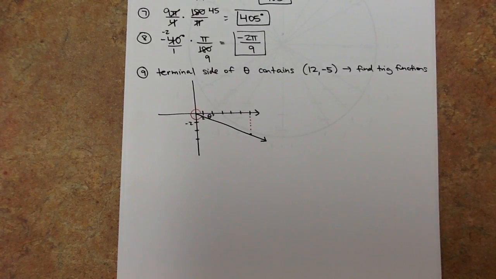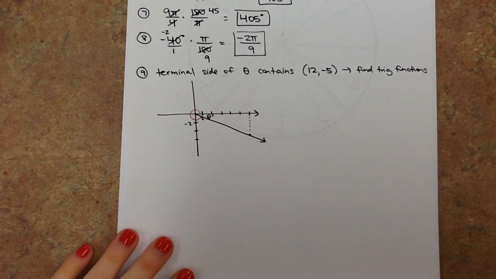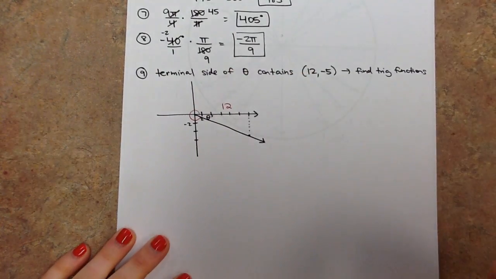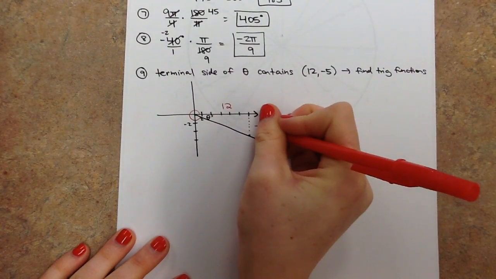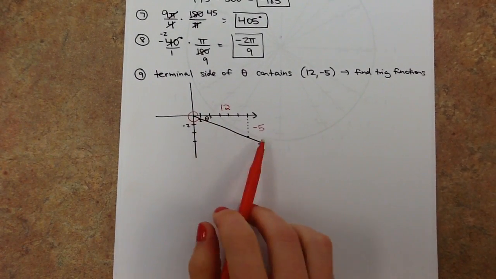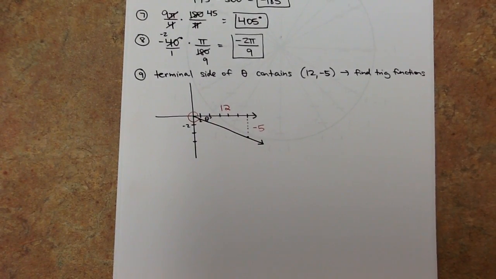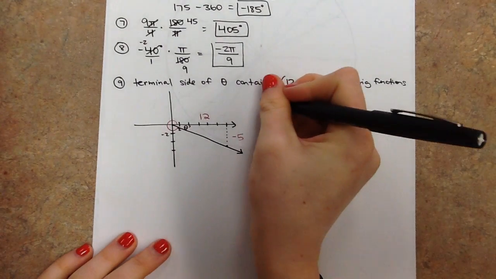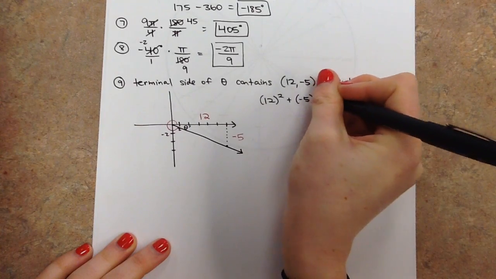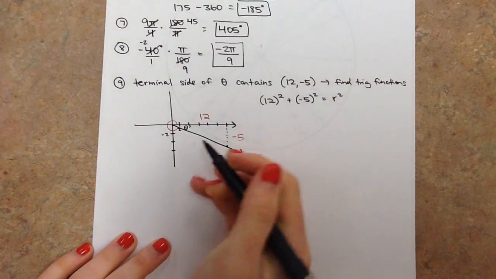So we can treat it kind of like we treat normal triangles. Measure the side lengths. So this we call 12 because that's the x value. We're going to label this with a negative 5 because that's the y value. And then we can find this piece right here. To find that piece, we do the Pythagorean Theorem. So we would do 12 squared plus negative 5 squared equals r squared. We call that r.